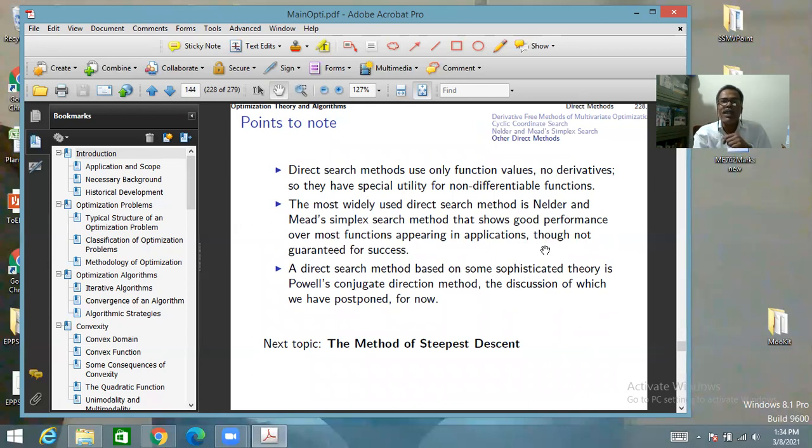And Powell's conjugate direction method is something which is quite sophisticated, and it competes with gradient based methods, derivative based methods in performance, and we will discuss it later. For the time being, we have postponed it. The next lecture will be on a proper derivative based method, which is the method of steepest descent. That we take up in the next lecture.